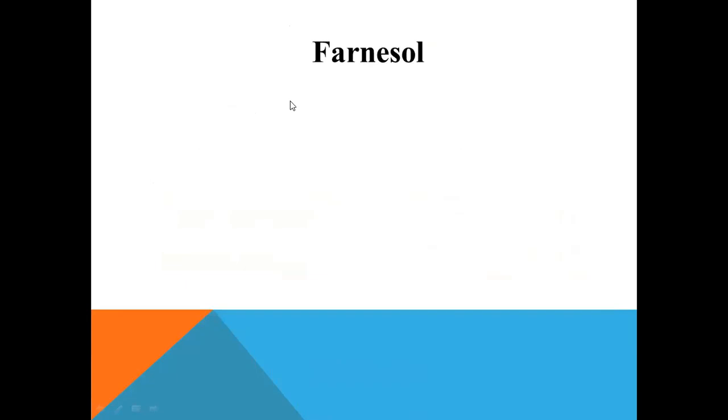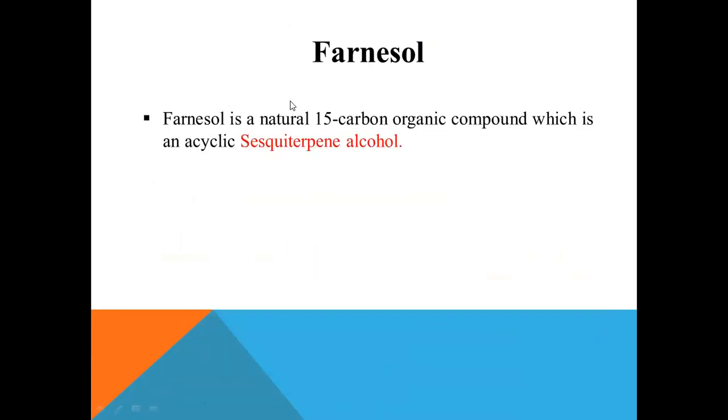Then we'll proceed to the other terpenoid, very important, called farnesol. So what is farnesol? Farnesol is also a sesquiterpene. So what is a sesquiterpene? Just now we have discussed: the terpene containing 3 isoprene units comes under sesquiterpene. That's why farnesol is a natural 15 carbon organic compound, which is an acyclic sesquiterpene alcohol. This is acyclic, that means there is no ring structure. It is a straight chain compound, but it contains an alcohol group.